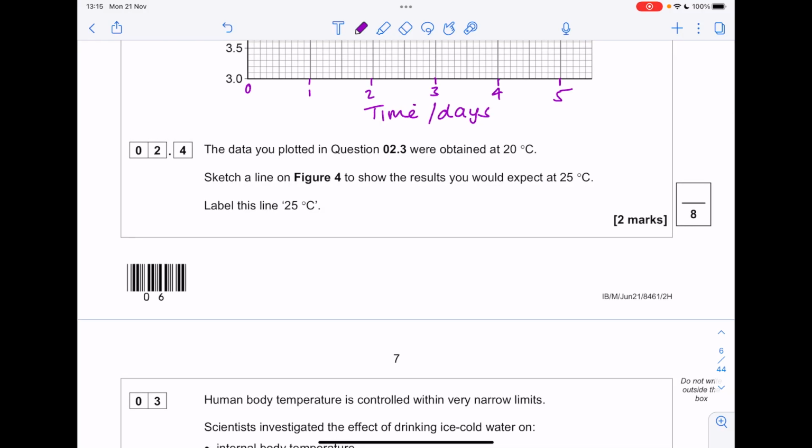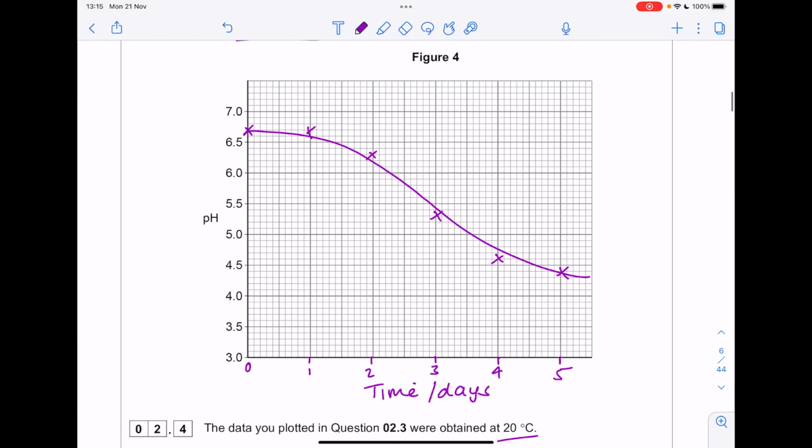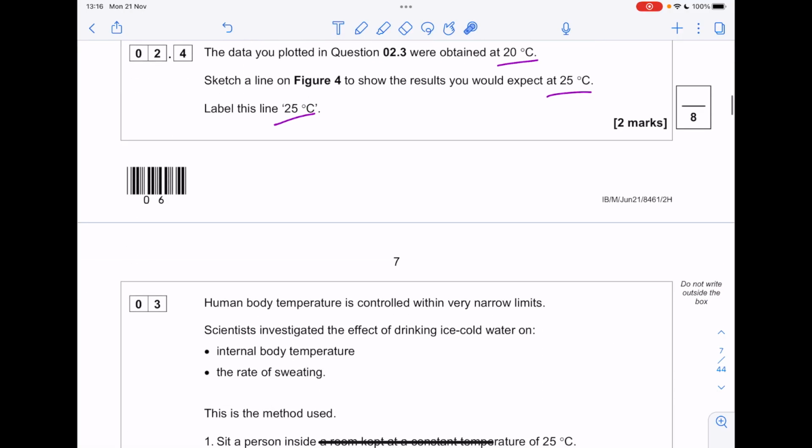The data you plotted in question 2.3 were obtained at 20 degrees. Sketch a line on figure 4 to show what you'd expect at 25 degrees and label the line. You'd expect the pH to just drop faster because you've got a higher temperature. Remember, it would start at the same pH.